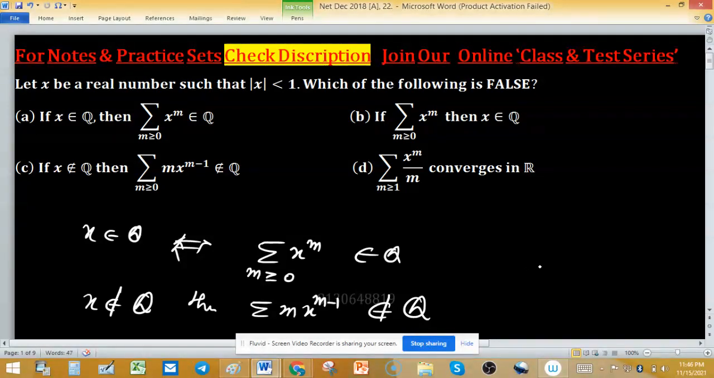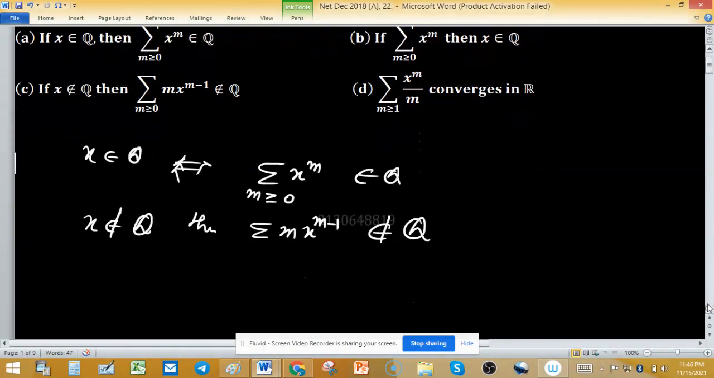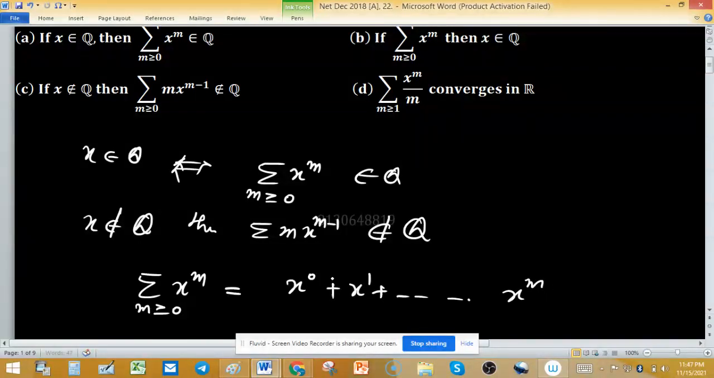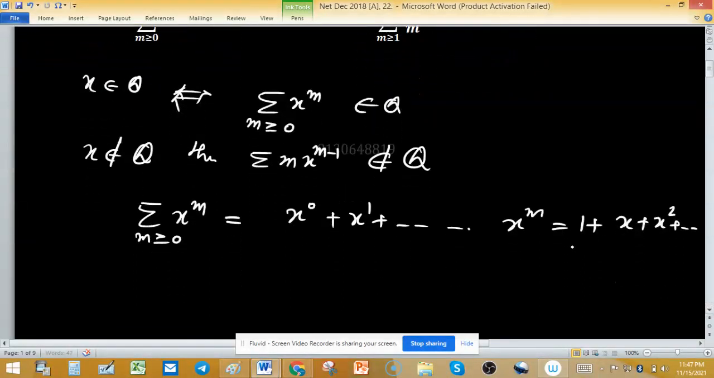First we are trying to solve options A and B. What are these options saying? Suppose summation x raised to the power m can be expanded, since m is greater than or equal to 0, as x raised to the power 0 plus x raised to the power 1 plus, and so on. This is nothing but 1 plus x plus x square and so on. Now you can easily observe it is a geometric series with common ratio x, and the condition on x is mod x is less than 1.